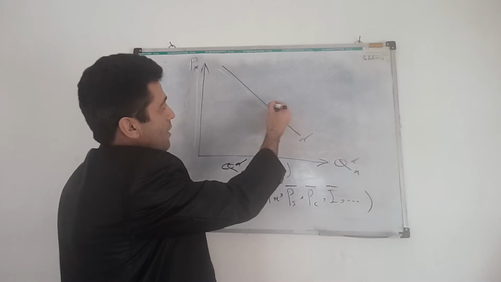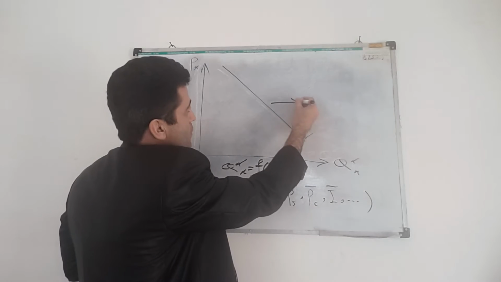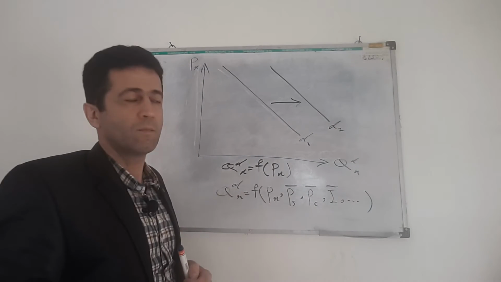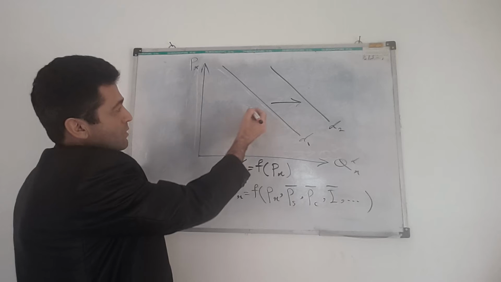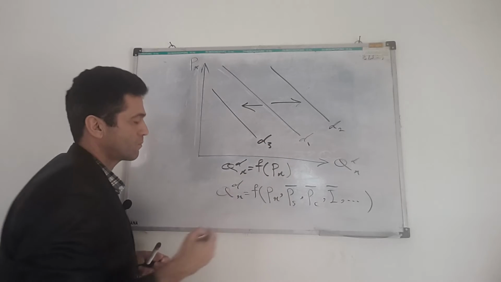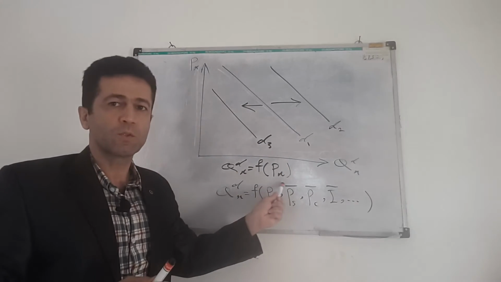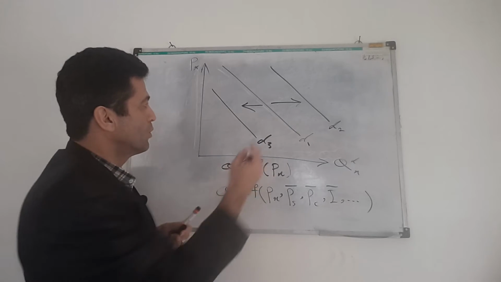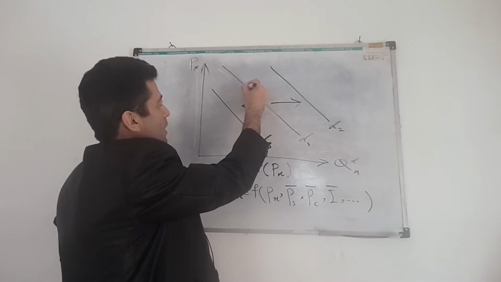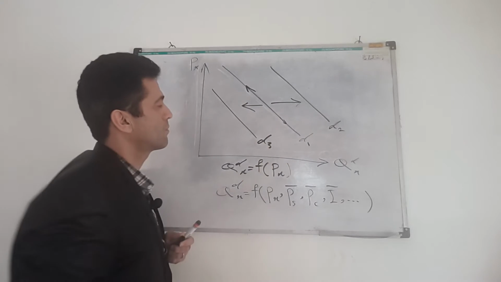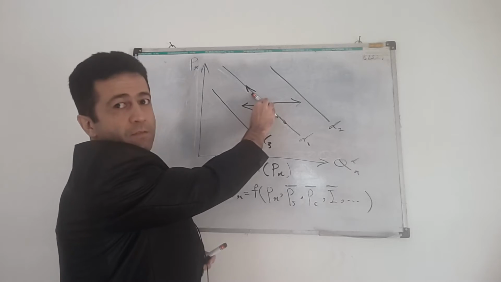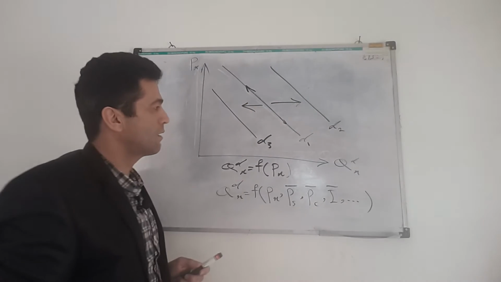An increase in demand will shift the demand curve to the right side from D1 to D2, and a decrease in demand will shift the demand curve to the left side. If the price of a good changes, we move along the demand curve, up or down. But if other factors change, the demand curve will shift to the right side or the left side.